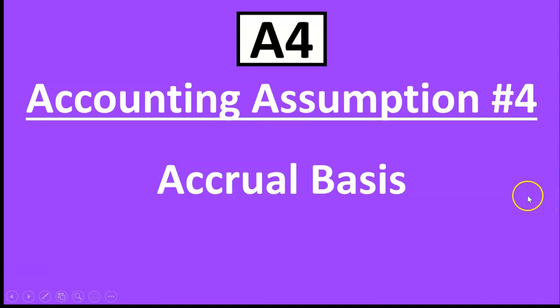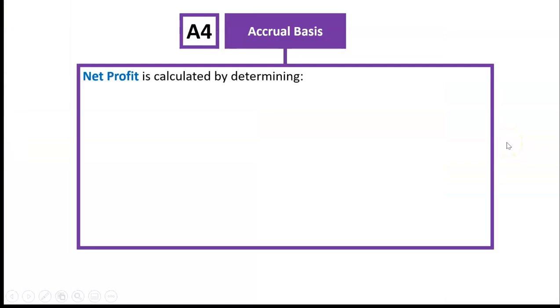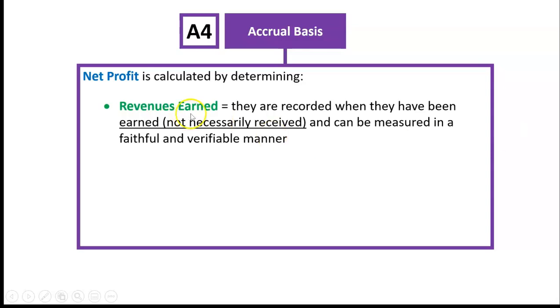The final accounting assumption number 4 is the accrual basis assumption. So over here, A4, accrual basis. What's that about? It basically says your net profit for the business is calculated by determining your revenues earned. That's the key word here, earned. That means they are recorded when they have been earned, not necessarily received.